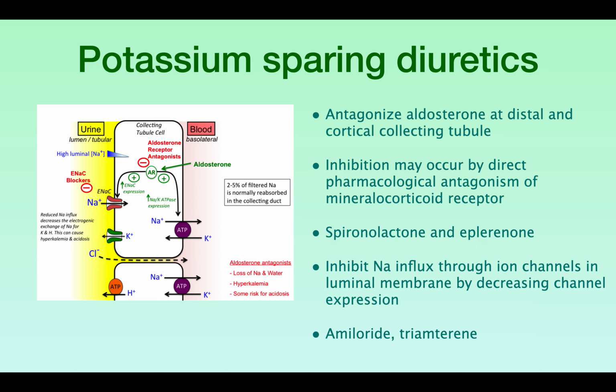So the potassium-sparing diuretics are going to antagonize aldosterone at the distal and the cortical collecting tubule, and it can occur by direct action. Spironolactone and eplerenone are the ones that you need to remember. They inhibit the sodium influx through the ion channels in the luminal membrane by decreasing the channel expression. So these are going to be hormones. They have to go into the cell and influence the expression. Amiloride and triamterene are also diuretics, and they are not aldosterone receptor antagonists.